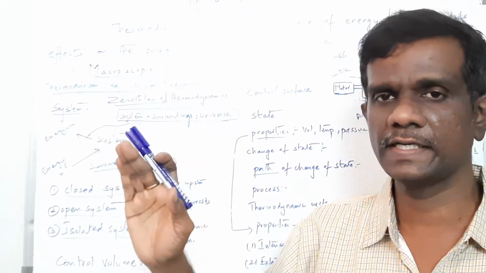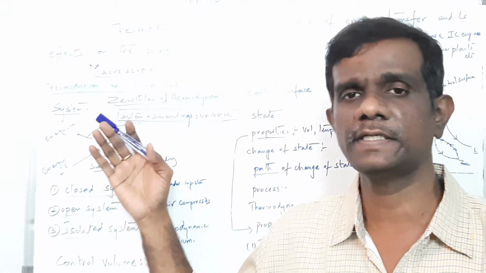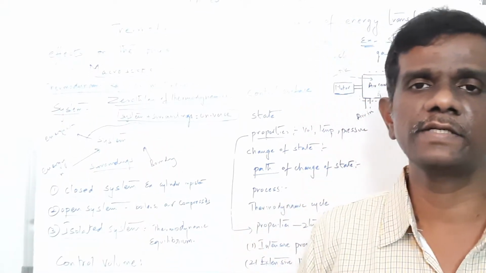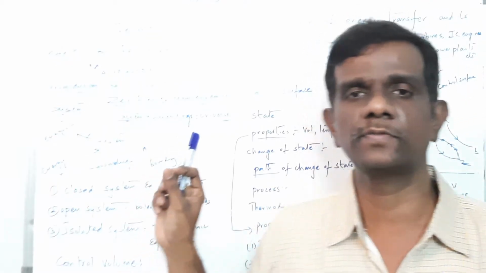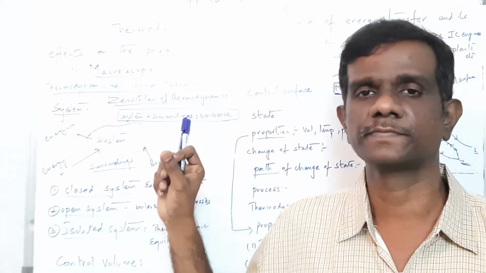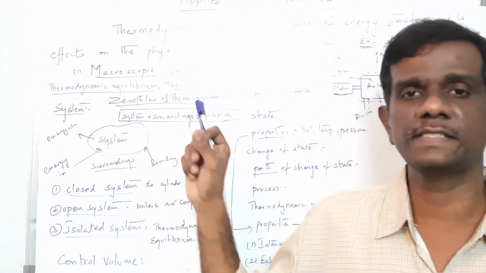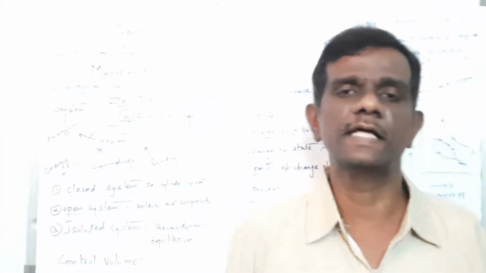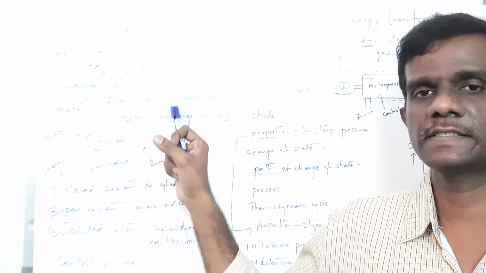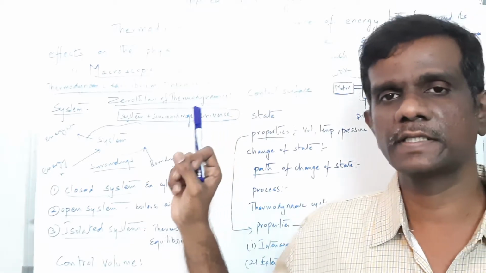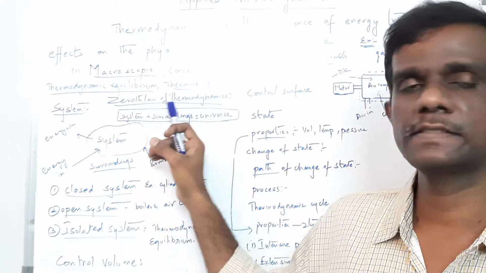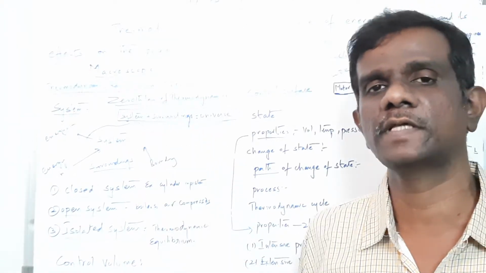When body A is in contact with body B, and body B is separately in contact with body C, then bodies A and C are said to be in thermal equilibrium. Then if you bring A and C together, there won't be any physical changes. Such a law is said to be the zeroth law of thermodynamics.